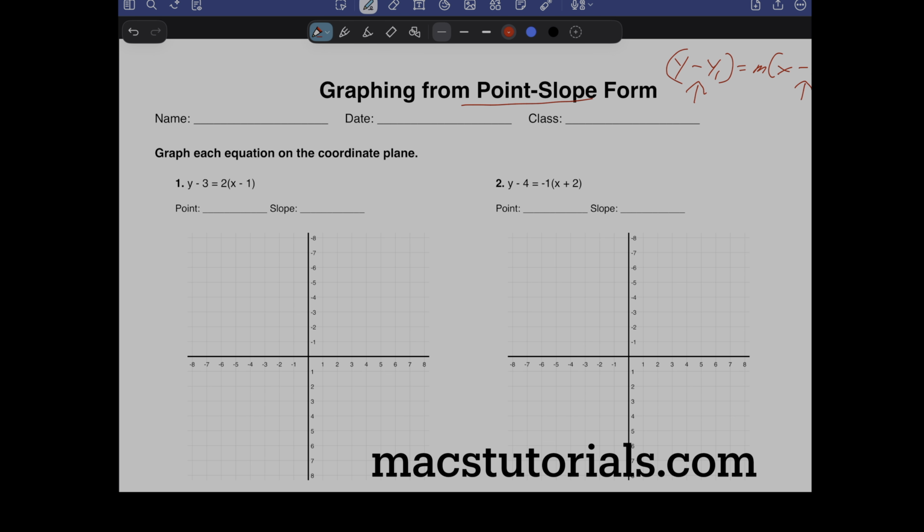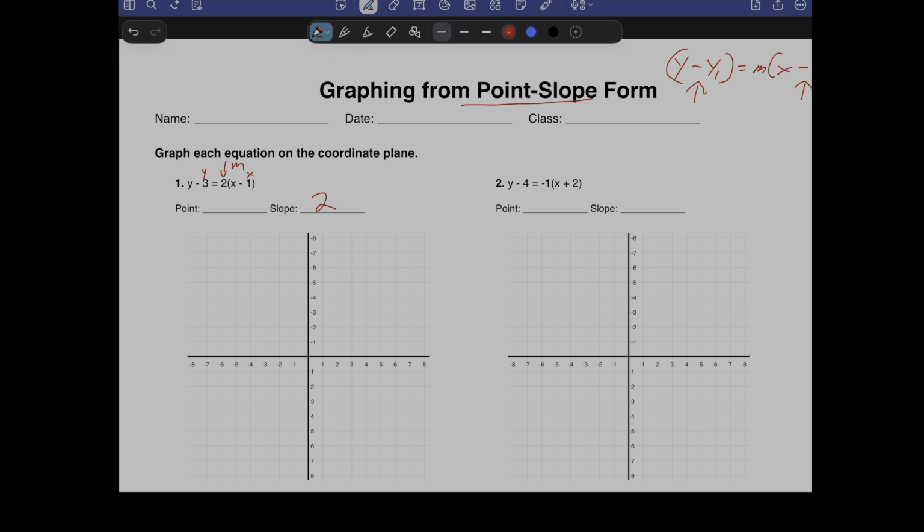So number one, what is my m? My slope m is 2, okay? So that right there is your m. What's your point? Well, the y goes with the y, and the x goes with the x. Now remember, the minus sign is part of the formula. So that doesn't mean it's at -3. It's just y minus a +3. So my y is a +3. And that's x minus a +1. So my x is going to be a 1.